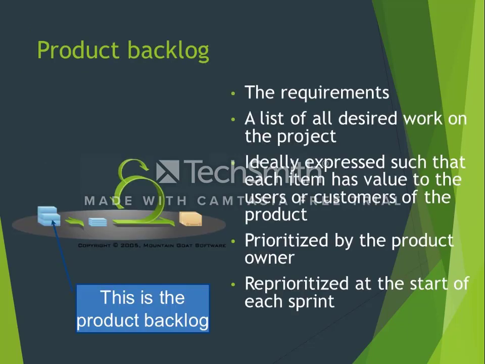The Agile product backlog in Scrum is a prioritized features list, containing short descriptions of all functionality desired in the product. The Scrum product backlog is then allowed to grow and change as more is learned about the product and its customers. It contains the requirements, a list of all desired work on the project. It is ideally expressed such that each item has value to the users or customers of the product. Prioritized by the product owner. Then reprioritized at the start of each sprint.